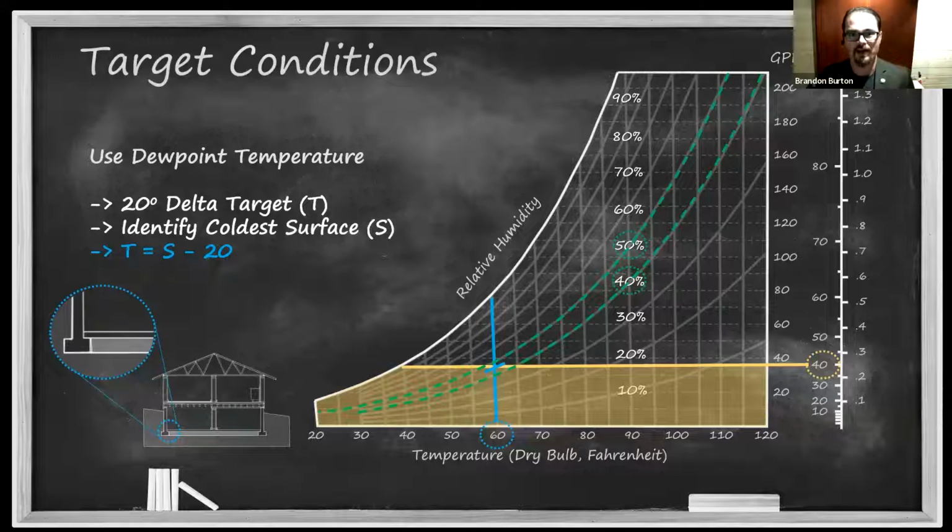That's my dew point, minus 20. How many grains per pound do we have at that condition? 38. Be below 38 grains, and you've got a healthy drying environment, provided, of course, you've got appropriate circulation and everything else. So anyway, this is using dew point temperature to establish an appropriate drying condition.